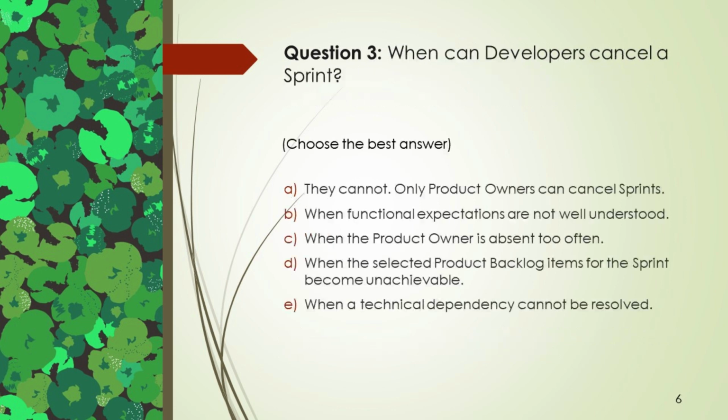Question 3. When can developers cancel a sprint? Choose the best answer. A. They cannot. Only product owners can cancel sprints. B. When functional expectations are not well understood. C. When the product owner is absent too often. D. When the selected product backlog items for the sprint become unachievable. E. When a technical dependency cannot be resolved.